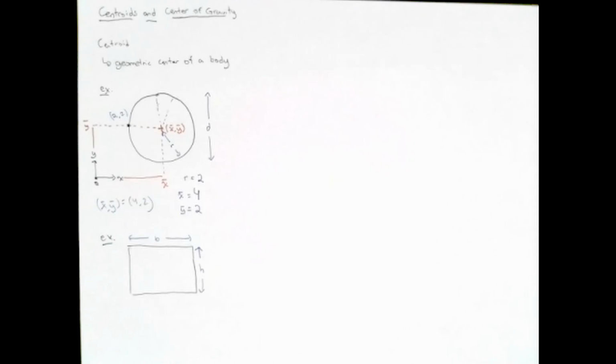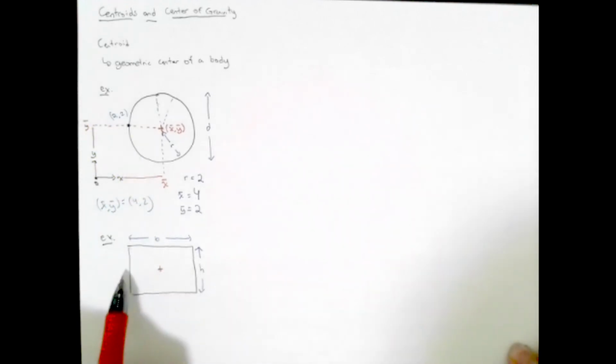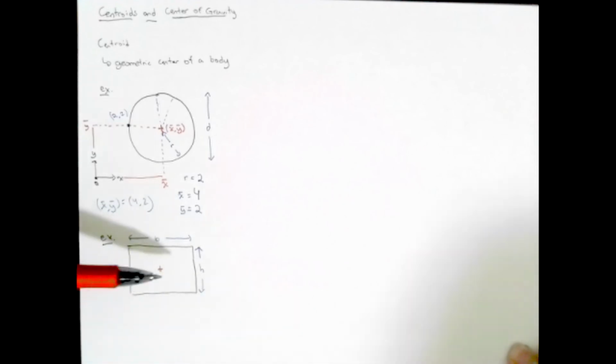So is it half of B and half of H? Yeah, exactly. The centroid for this rectangle would actually be located at the center of the rectangle, the center of the horizontal direction, the center of the vertical direction. That's correct.